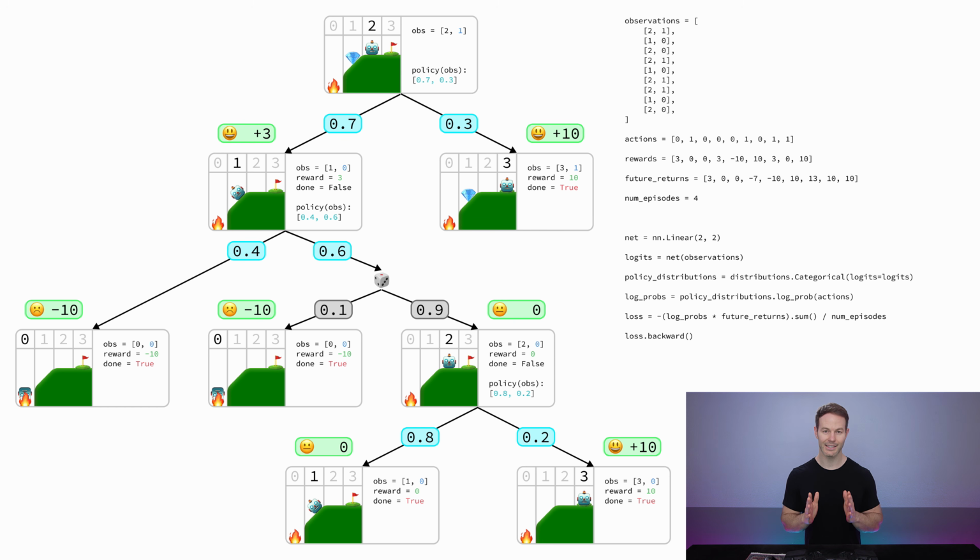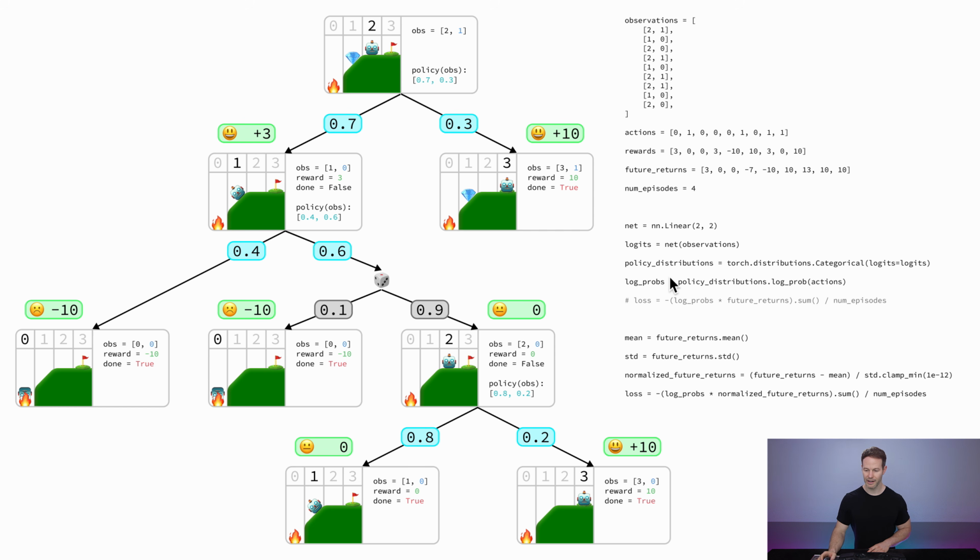So the first idea to make these future returns more consistent is that we can normalize them. And that looks like this. We're going to find the mean of the future returns, we're going to find the standard deviation, and then we're going to take the future returns, subtract the mean, and divide by the standard deviation. And we clamp by this very small value just to protect against the case where all the values in our list of future returns are the same, which might happen if we have an environment with very sparse rewards, and we may have a batch of episodes where we don't receive any rewards throughout all of the episodes.